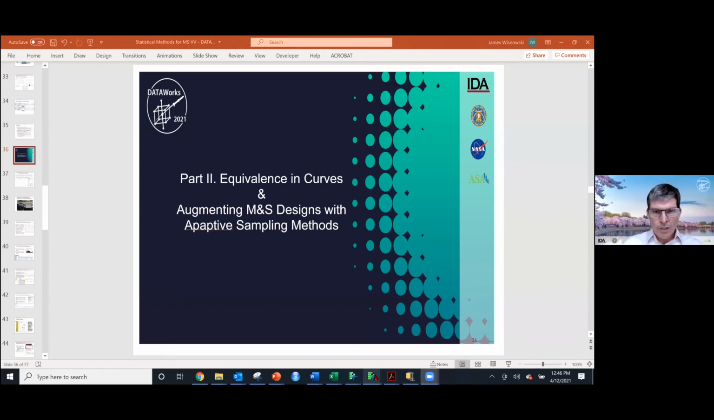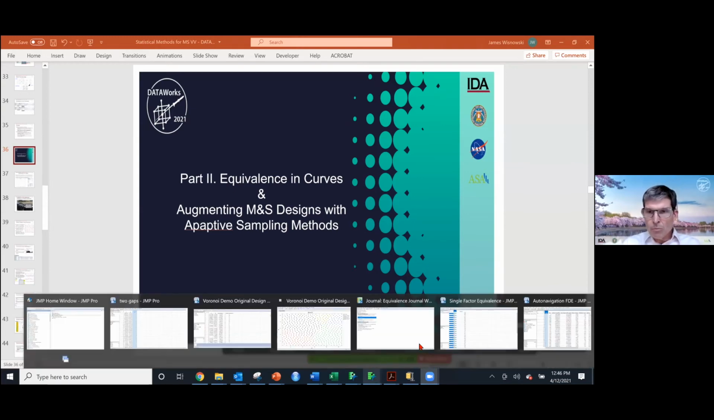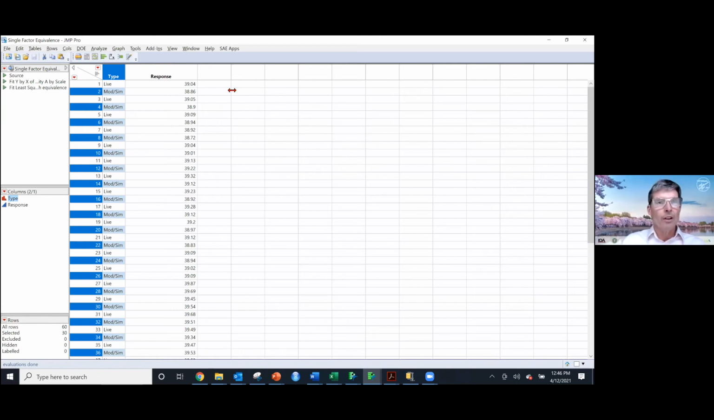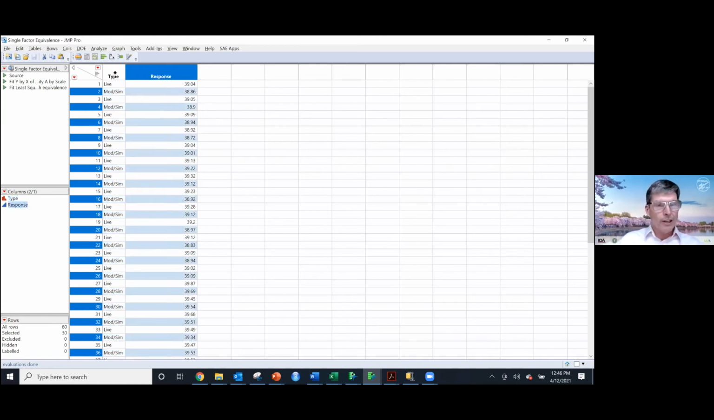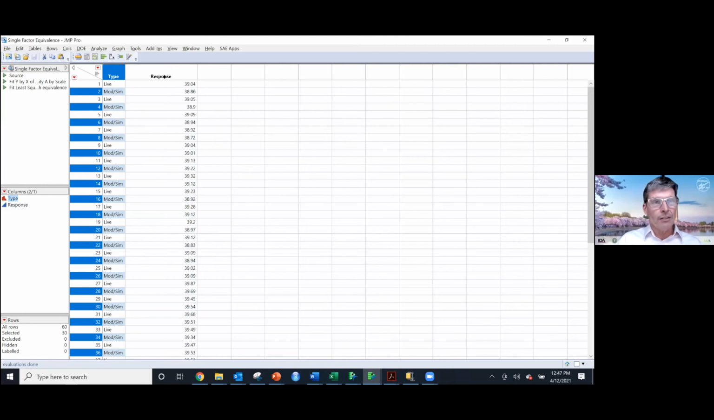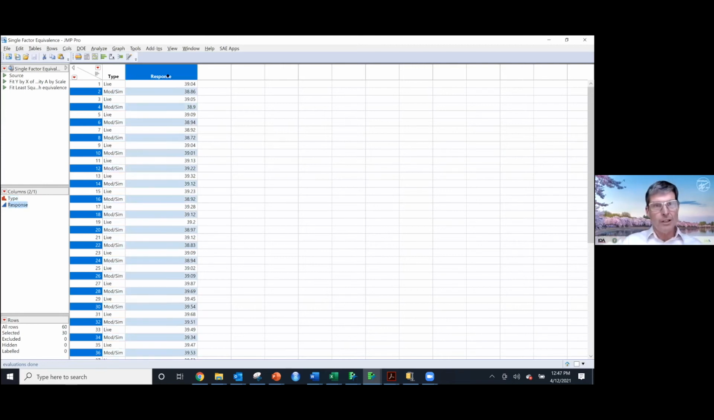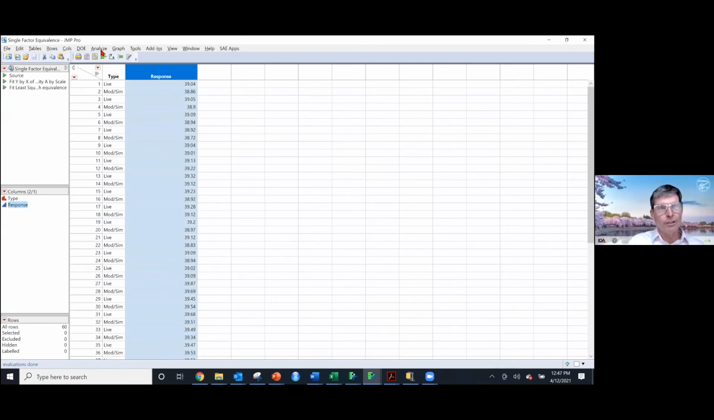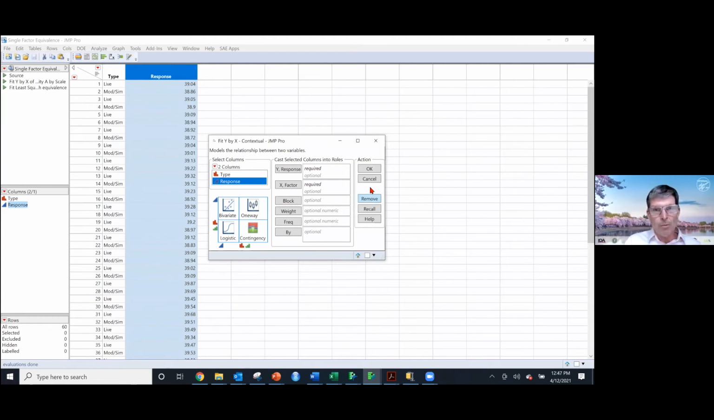So while he was talking, I came up with a little toy example here in JMP. What I've got is 30 live and 30 that are simulated. And the question is, are they equivalent or not? So if I come under a fit y by x, I can go ahead and put in the responses y and the factors x.